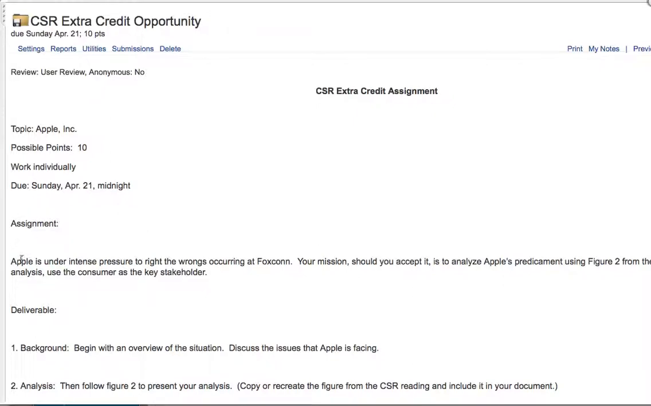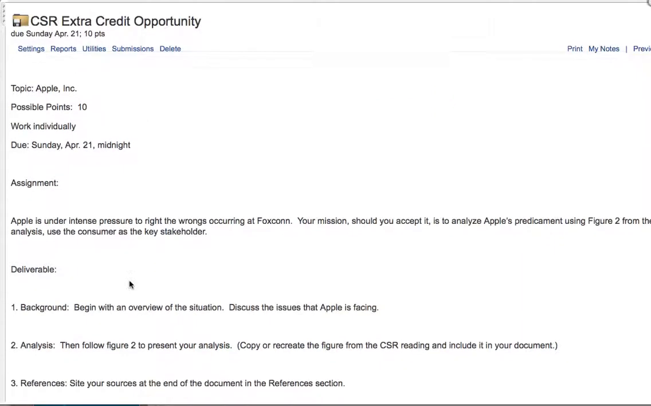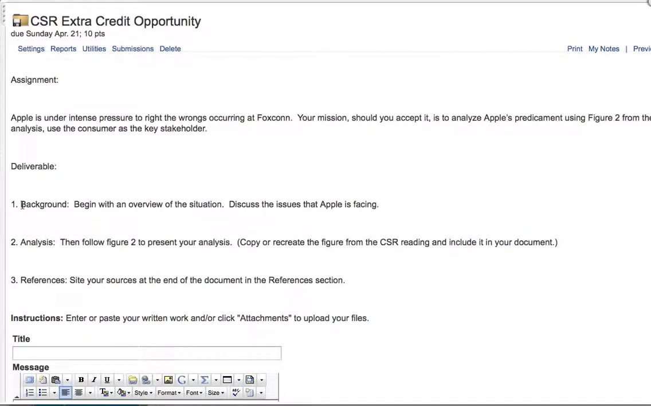So the assignment is: Apple is under intense pressure to right the wrongs occurring at Foxconn. Your mission is to analyze Apple's predicament using Figure 2 from the CSR reading. In your analysis, use the consumer as the key stakeholder and complete these questions 1, 2, and 3.